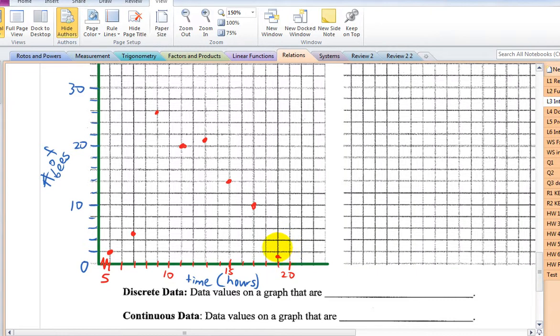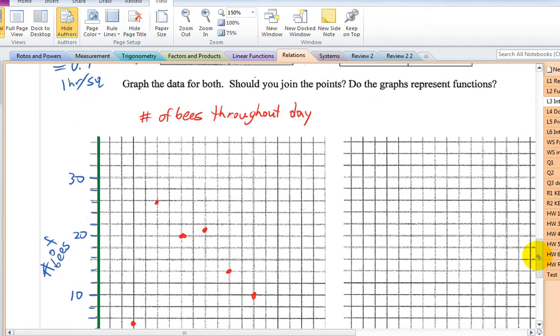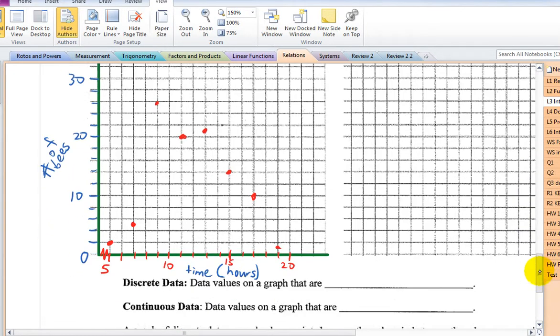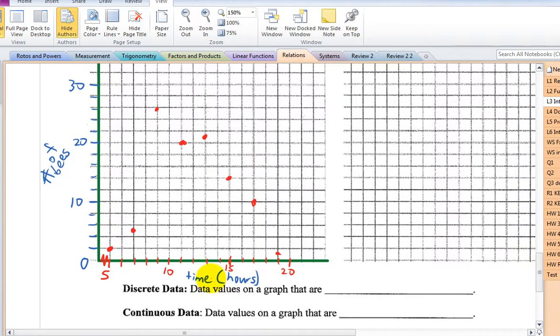Okay, there's 19 and 1. Do you see a straight line anywhere? Any kind of relationship at all? No. Okay. So should we join the points? Well, we shouldn't join the points, not for that graph. Is it a function? Yep, it's a function. Right? Each input has one output. So it's a function.